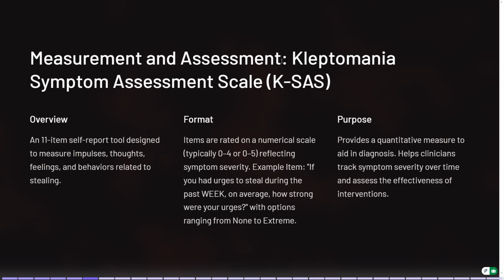Now, this is the measurement of kleptomania, which is called KSAS, the Kleptomania Symptom Assessment Scale. Overview: it is an 11-item scale. Keep that in mind. Can you remember the BDI? How many items is it? It's 21. This one is an 11-item self-report. They are designed to measure impulses, that is the zeal, the passion, the thoughts, the feelings, and behavior related to stealing. Items are rated on a numerical scale, which is quantitative data, typically 0 to 4 or 0 to 5, reflecting symptom severity.